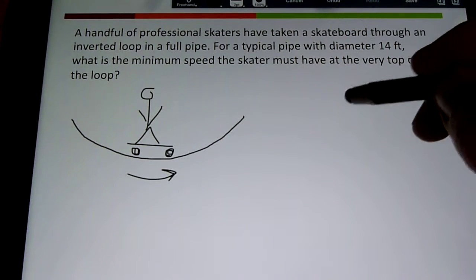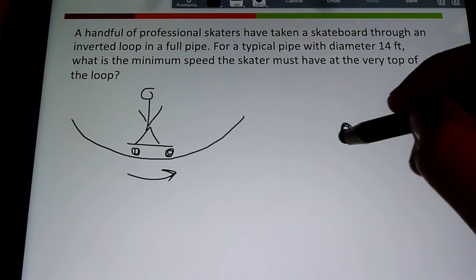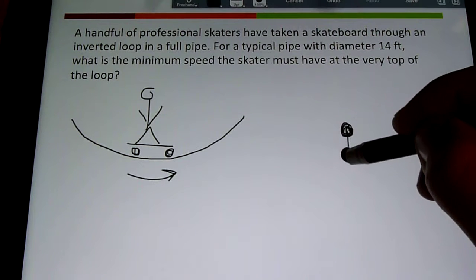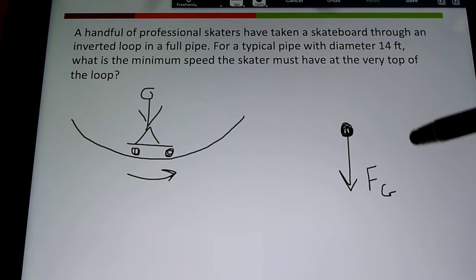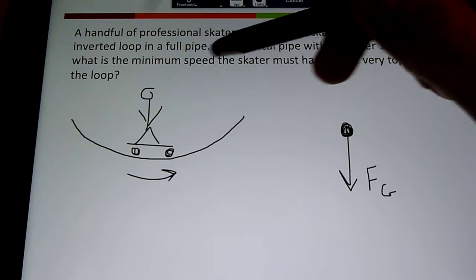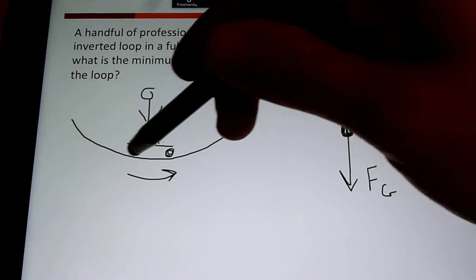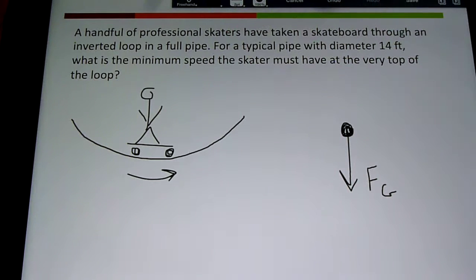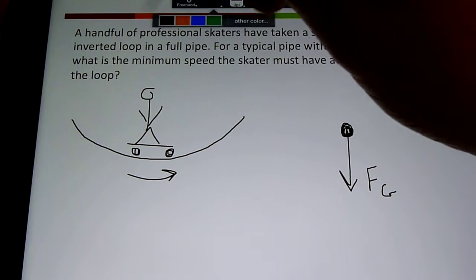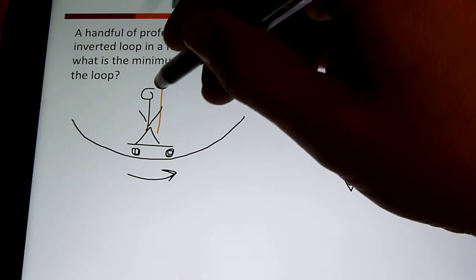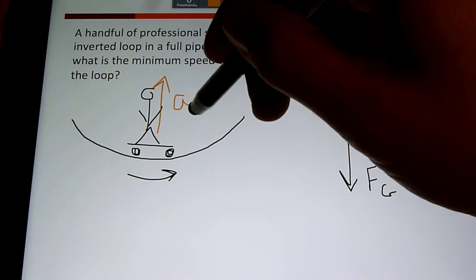The free body diagram for this scenario, we'd have our skateboarder. We know they have a weight down, so we have a gravitational force down. And we know that if their velocity is coming down and going across and then going back up, they must have an acceleration pointing up, right? We know that our acceleration must be up.